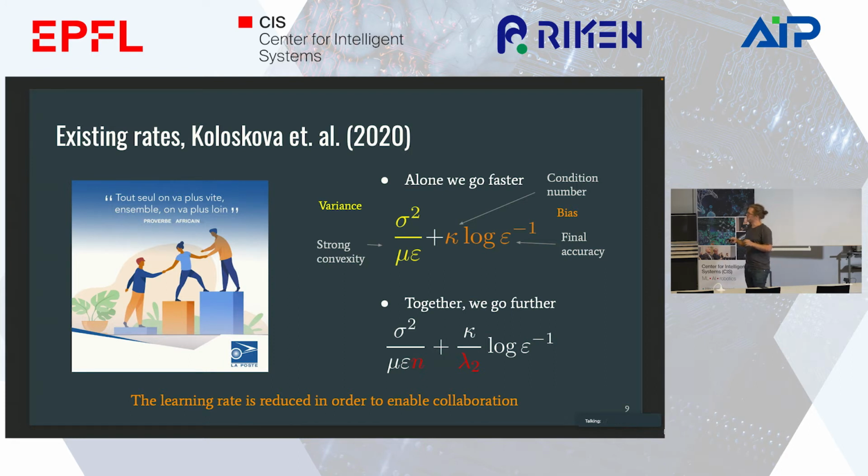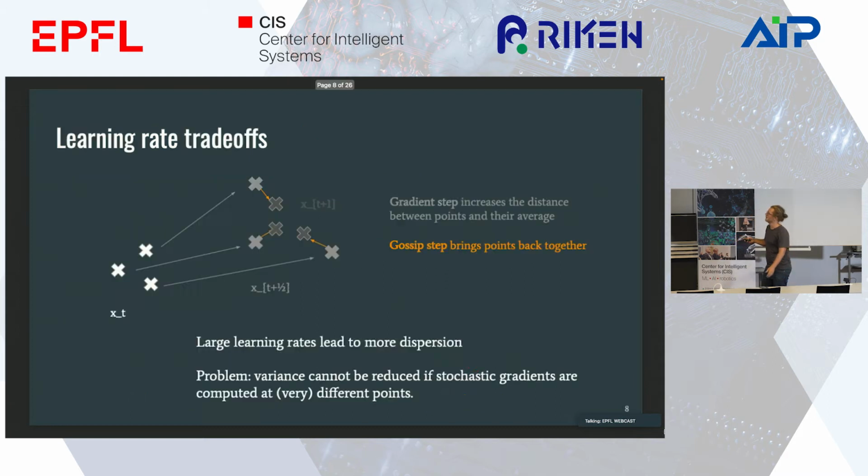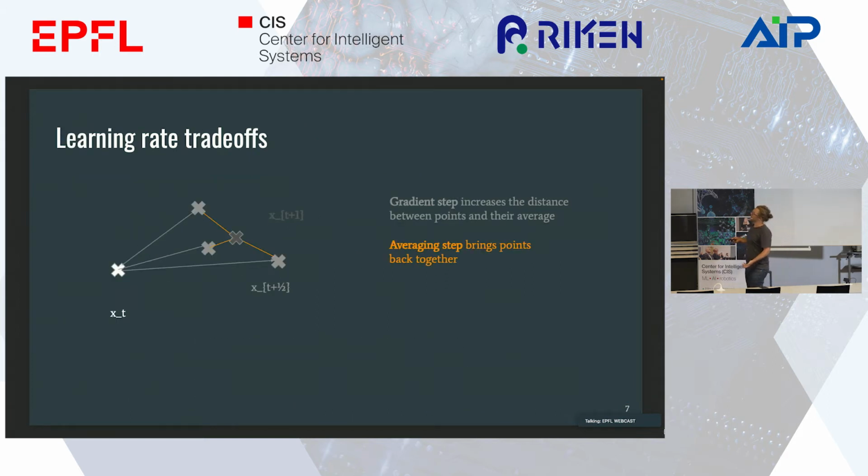And this is because you have to reduce the learning rates to be able to collaborate with the people. It's like collaborating slows you down in a way. And why is that? It's because in centralized GD, all points start from XT, they all apply their own stochastic gradients, and then they do perfect averaging. So they start from the white point, they go to the gray point, so each point is different, and then they all go back to the same points.